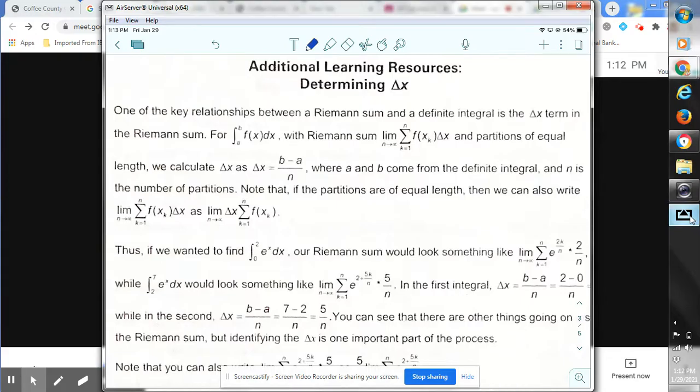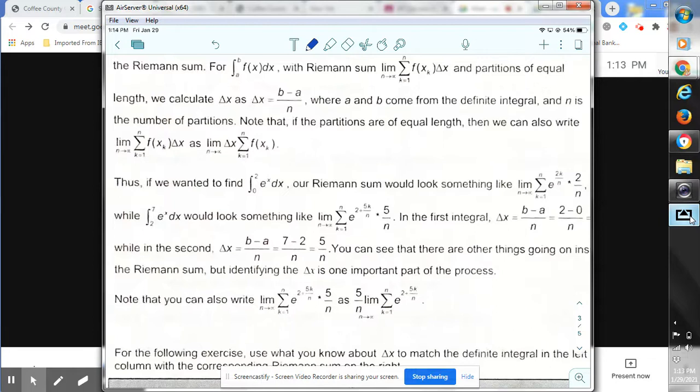One of the key relationships between a Riemann sum and a definite integral is the delta x term in the Riemann sum. For the definite integral from a to b of f of x dx, the Riemann sum is the limit as n approaches infinity from k equals 1 to n of f of x sub k times delta x, with partitions of equal length. We calculate delta x as b minus a over n, where a and b come from the definite integral and n is the number of partitions. Note that if the partitions are of equal length, then we can write that limit notation where we move the delta x in front of the sigma. So that's possible.